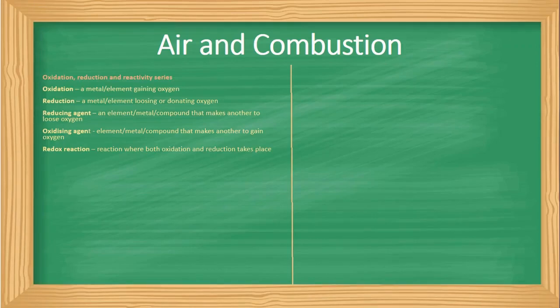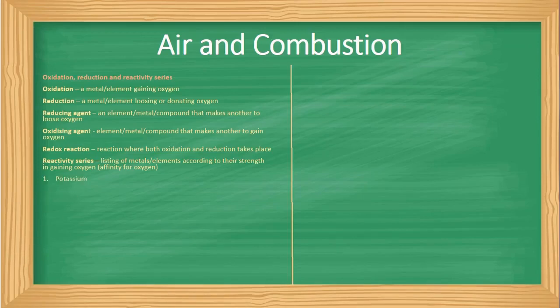Redox reaction is a reaction where there is both gaining and losing of oxygen. Like it has happened here, potassium has gained, copper has lost, so it is a redox reaction. In terms of reactivity series, this is the determinant of who gains, who loses. Reactivity series gives us a list of common elements and their strength in gaining oxygen. That's their affinity for oxygen. We refer to it as affinity for oxygen.